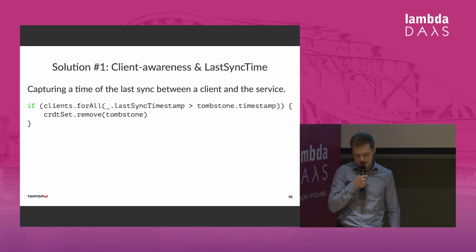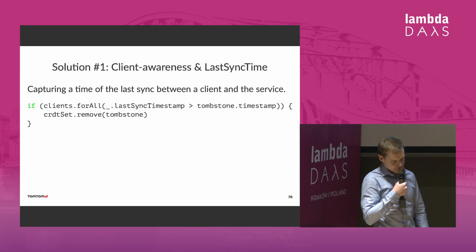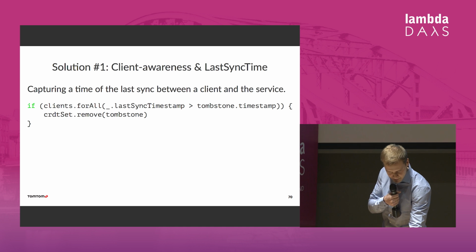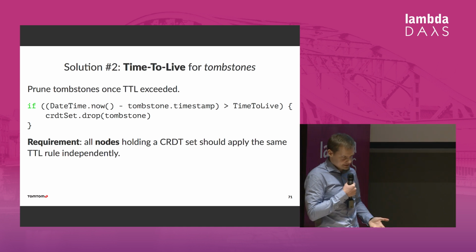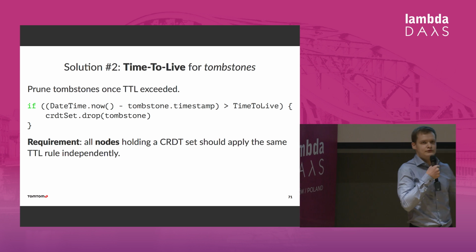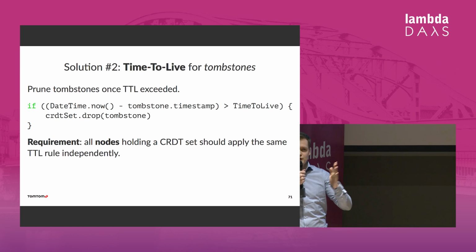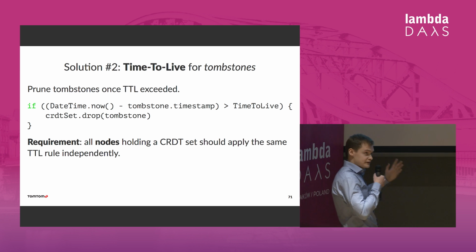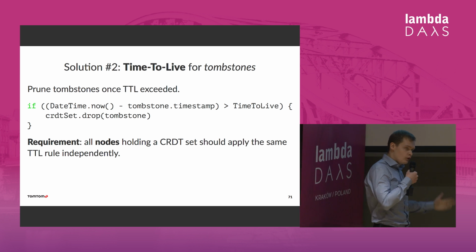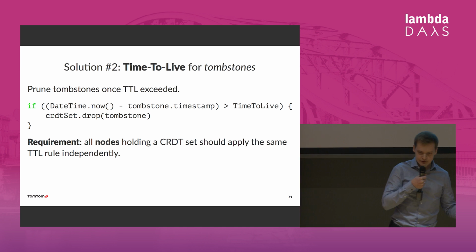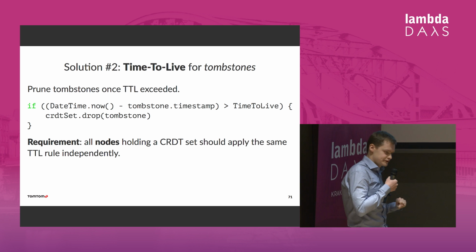And the second thing is that it depends on the time, basically. And we know what happens with time, right? So the next thing we started looking at was introducing some sort of time to live for tombstones. Time to live is just a period of time after which the deleted tombstone can be removed safely. The trick with that is that all clients and the server have to apply the same time to live rule. And again, it depends, of course, on the timing.